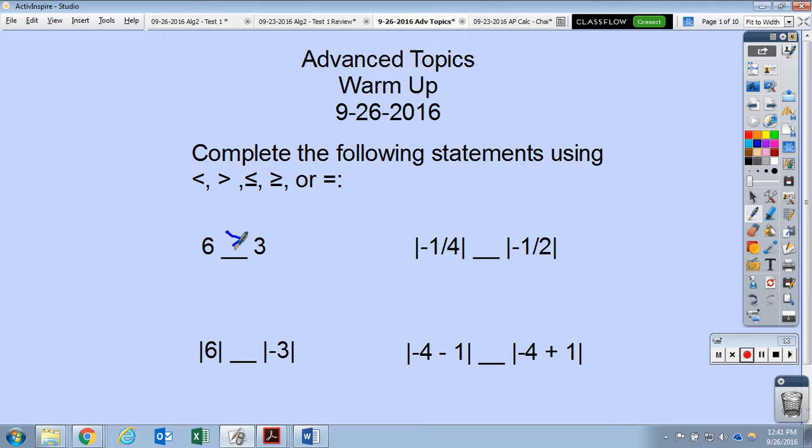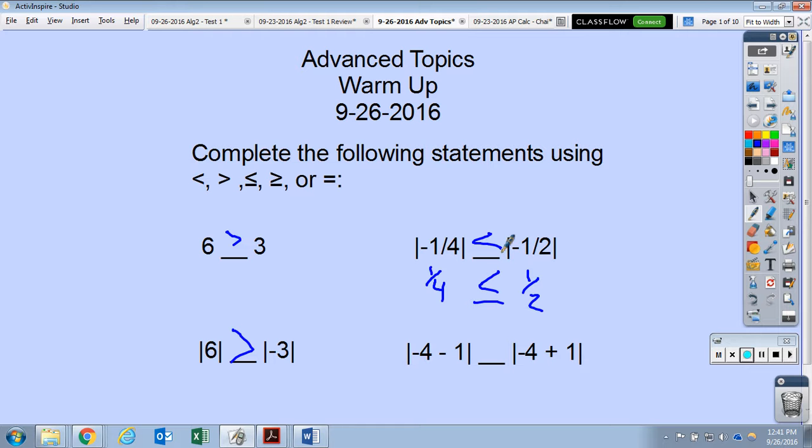Alright, so 6 is greater than 3. Absolute value of 6 is also greater than the absolute value of negative 3. Absolute value of negative 1/4 is just positive 1/4, and the absolute value of negative 1/2 is positive 1/2. And we know that 1/2 is greater than 1/4, so that would go here.